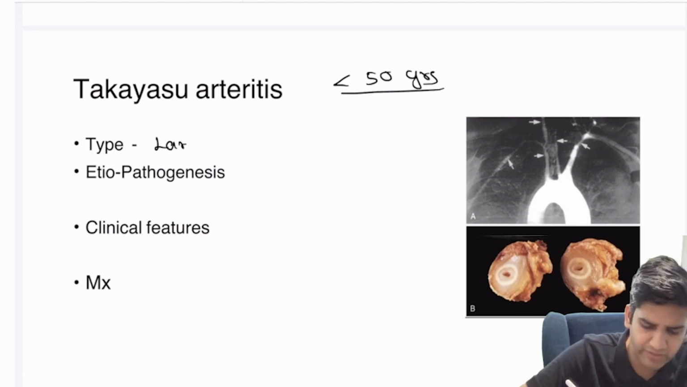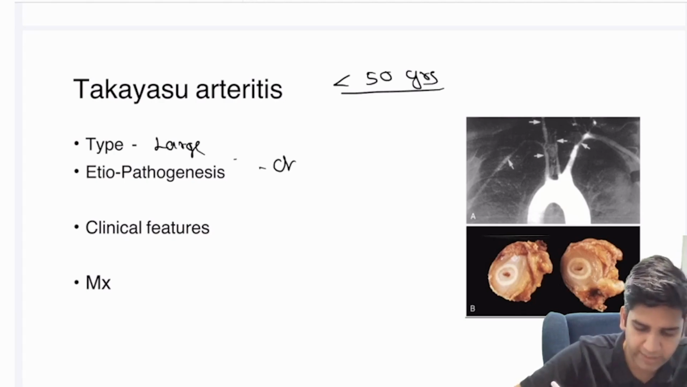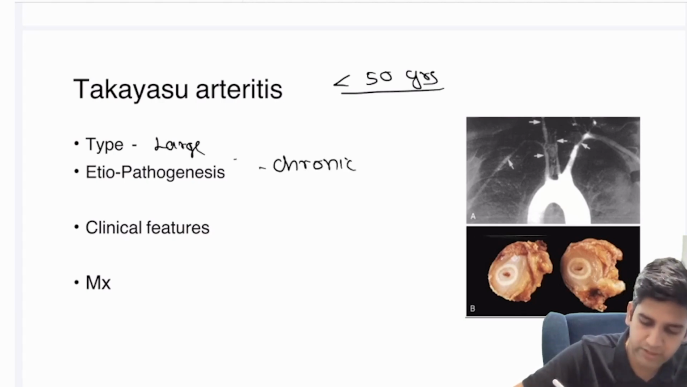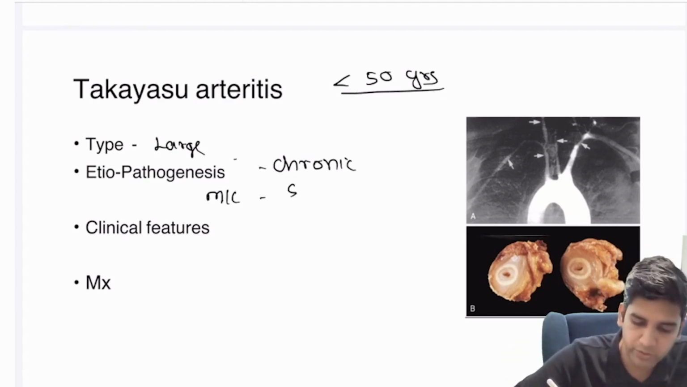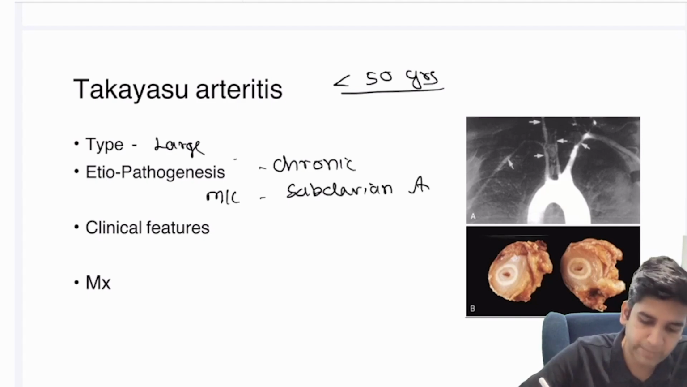Type, it's also large vessel vasculitis. There's also the same chronic inflammation. There's only one difference: the most common artery. What's the most common artery involved in Takayasu? It's nothing but your subclavian artery, right? So you have subclavian artery involved.